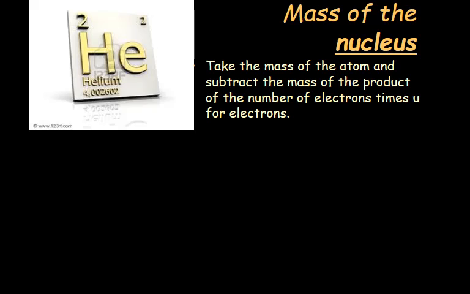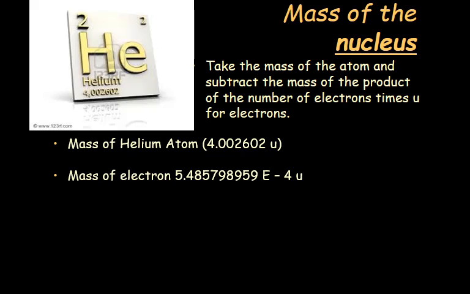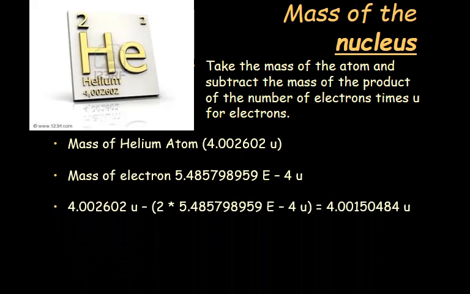All right, so the mass of the nucleus. We take the mass of an atom and subtract the number of electrons times U for the electrons, and we can get the mass of the nucleus. So the mass of this helium atom is 4.002602. We have 2 electrons, and we have the mass of the electron here. Multiply that by 2, and we can subtract the mass of 2 electrons from our mass here, and we get a nuclear mass of 4.00150484 U. So that is the mass of the nucleus.